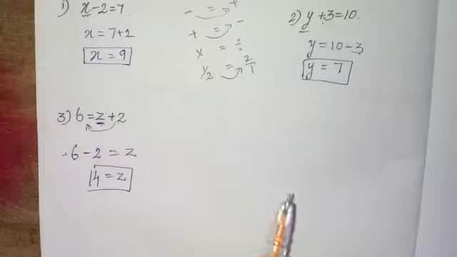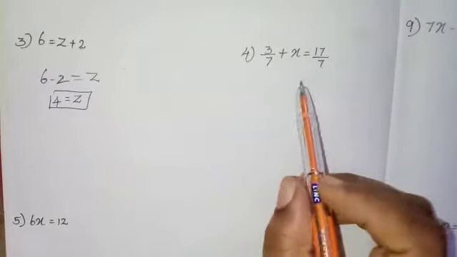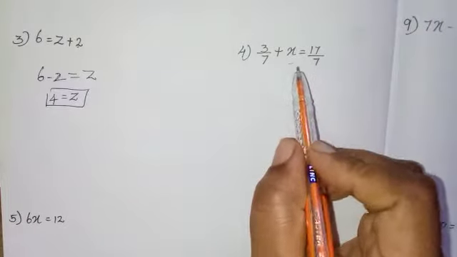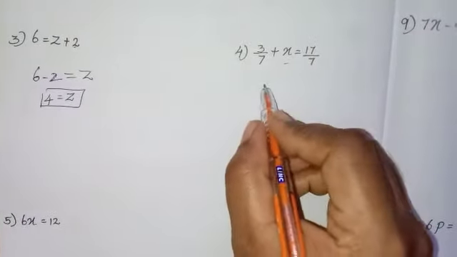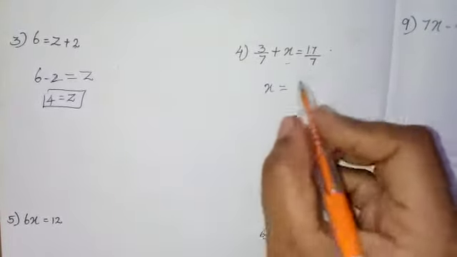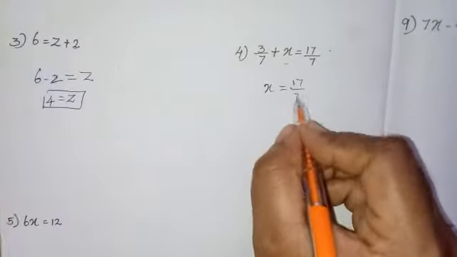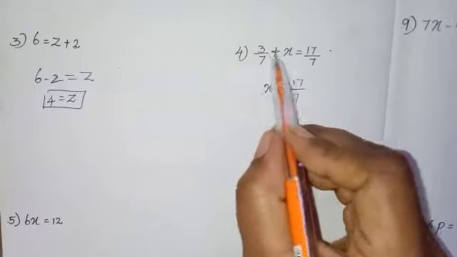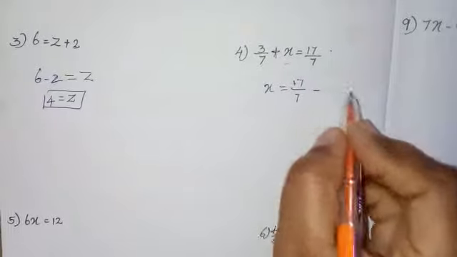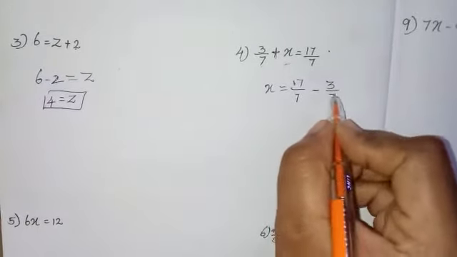So next we are going to the fourth sum. In the fourth sum, what I want is the x value. So I take x on the LHS side. The remaining we have to transpose to the right hand side. So 17 by 7, here it is plus 3 by 7. Plus 3 by 7 comes to the right hand side, it will be minus 3 by 7.